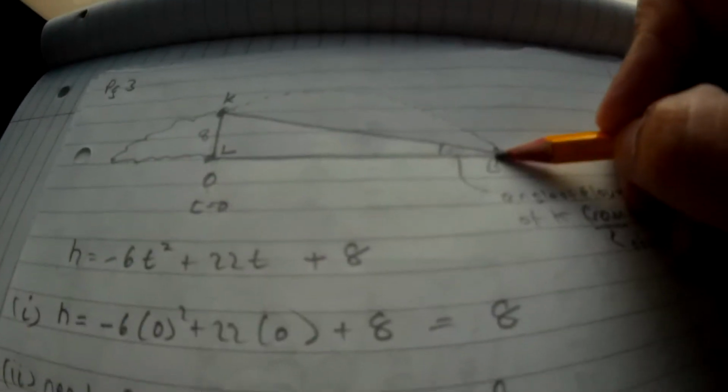So you will know the time it takes to hit that. When h is 0, what is t basically? When h is 0, what is the t? I.e., that's how long it took to go that distance, right? So we can use this equation to find that. So h is equal to minus 6t squared plus 22t plus 8. When h is 0, what is the t? So 0 is equal to minus 6t squared plus 22t plus 8, right?